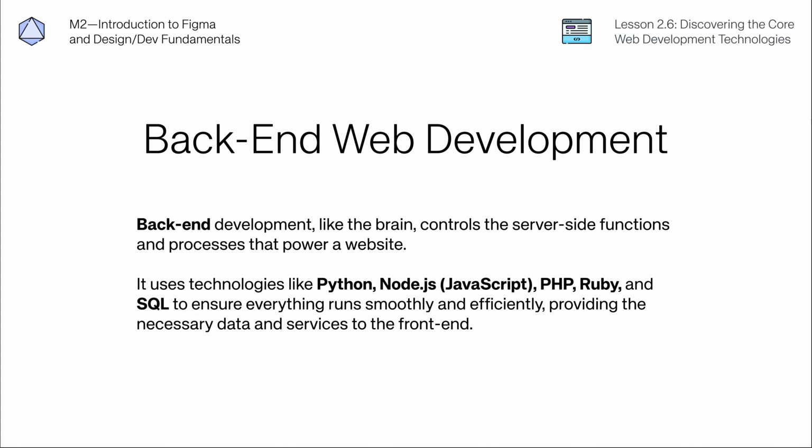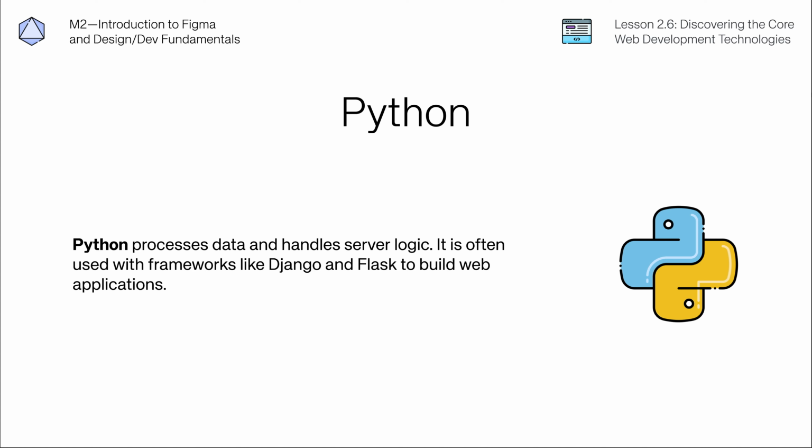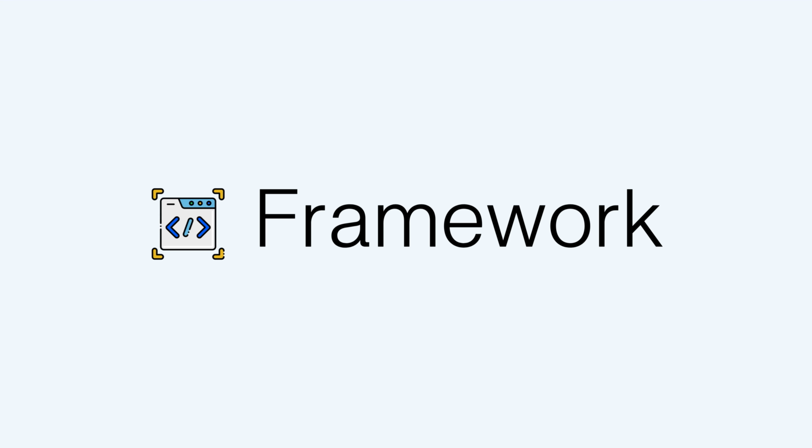And here are the main technologies and languages. Python processes data and handles server logic. It is often used with frameworks like Django and Flask to build web applications. And you might be asking, what on earth is a framework, right? So a framework is a set of tools and libraries designed to help developers build applications more efficiently.